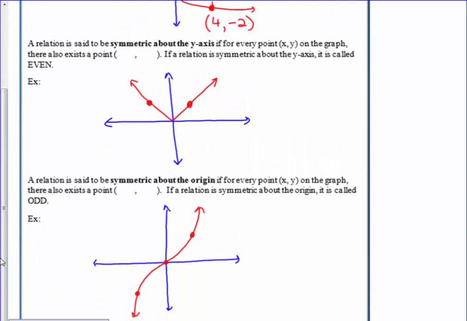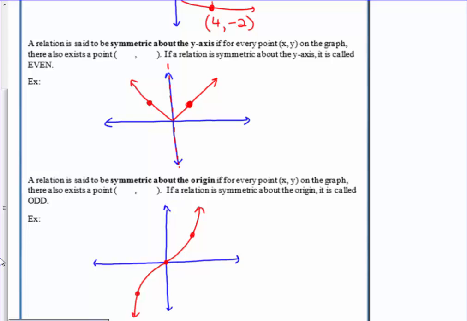In the next piece, we're talking about symmetry about the y-axis. That means that if you were going to cut your graph along the y-axis and fold the graph, then one side would perfectly match up with the other side. Here is an example of a graph that's symmetric about the y-axis.